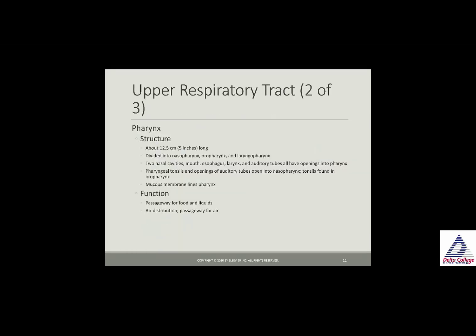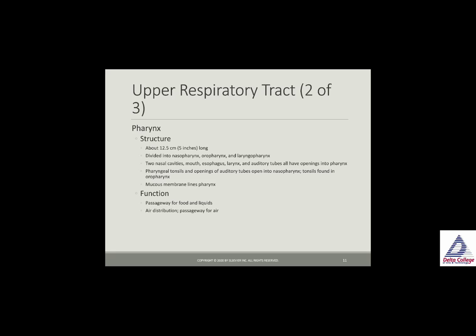Then we have the pharynx. This is about 12.5 centimeters or 5 inches long. It is divided into the nasopharynx, the oropharynx, and the laryngopharynx. The two nasal cavities, the mouth, the esophagus, larynx, and auditory or eustachian tubes all have openings into the pharynx. The pharyngeal tonsils and the openings of the auditory or eustachian tubes open into the nasopharynx. Tonsils are found in the oropharynx, and mucous membrane lines the pharynx.